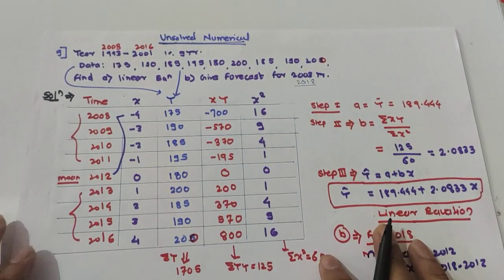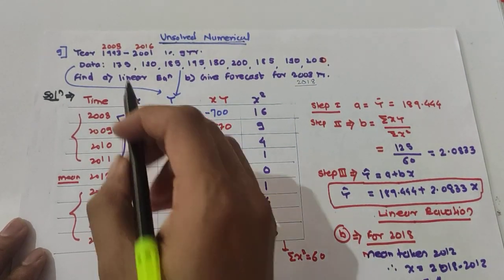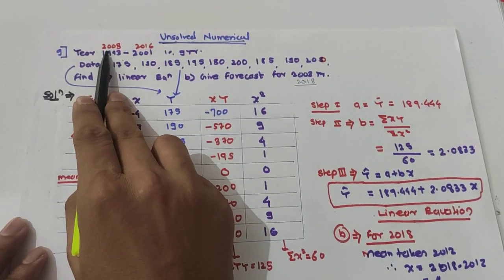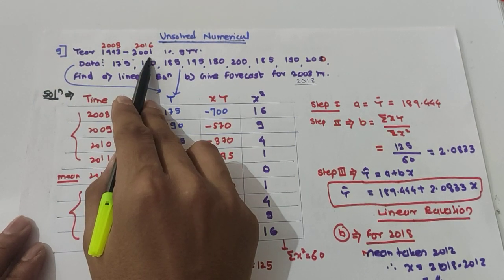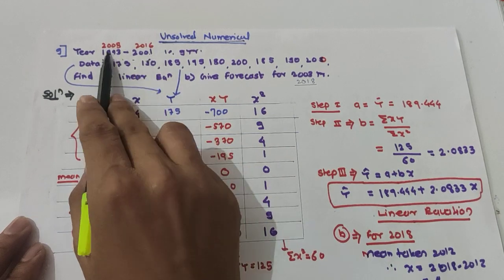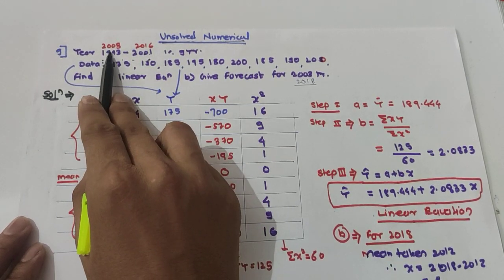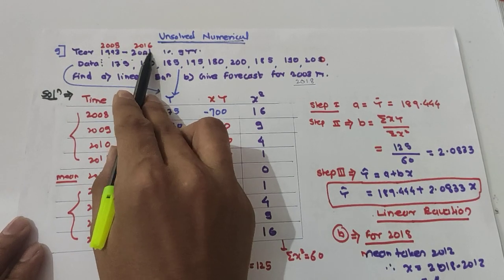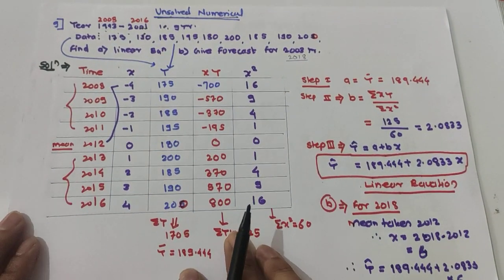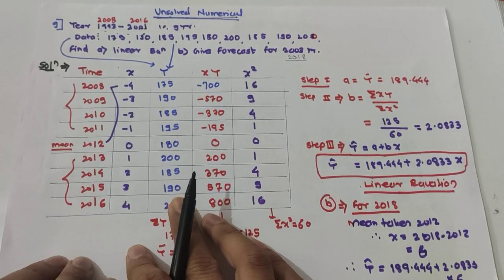So friends, in the old book the data is given for 1993 to 2001, but in the new book it is the same, they have just changed the years from 2008 to 2016. So don't worry about the years, just understand the concept. I have solved this according to the new book.